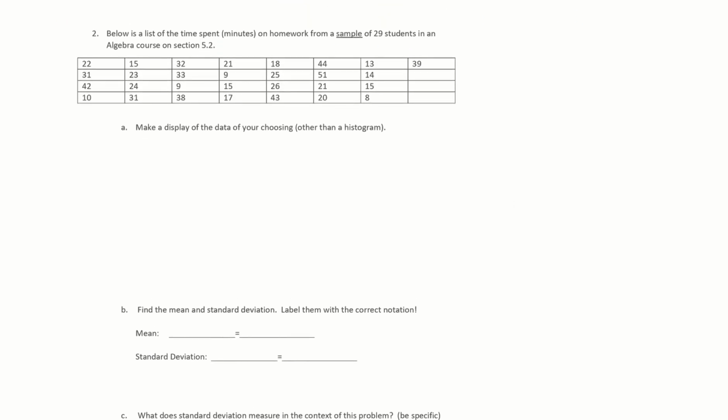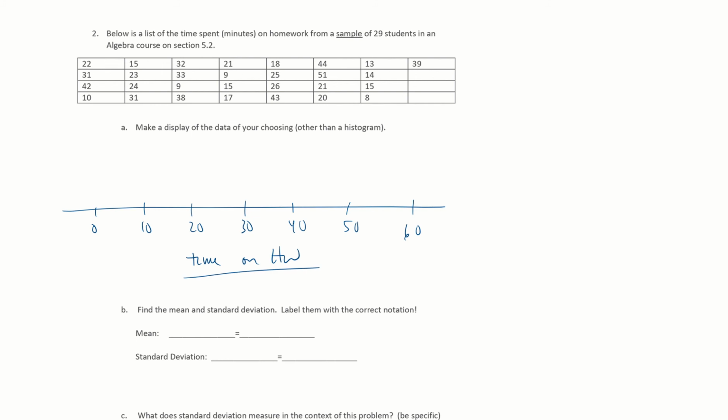I said 29 students, algebra course, time in minutes, make a diagram. The one that I chose to make, a lot of you made dot plots, which is fine. I happen to make a box plot, so I just did 0, 10, 20, 30, 40, 50, and 60, and actually I'm going to do a dot plot. So this is time on homework. You've got to include that, you guys, because otherwise it doesn't make sense.